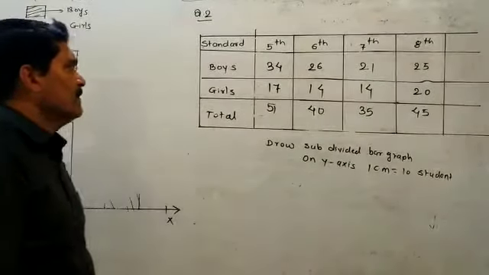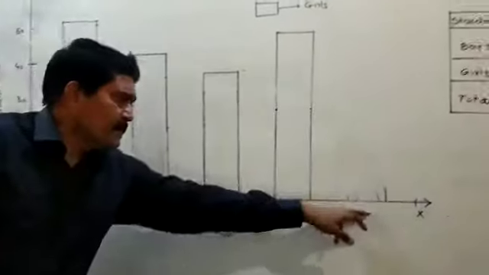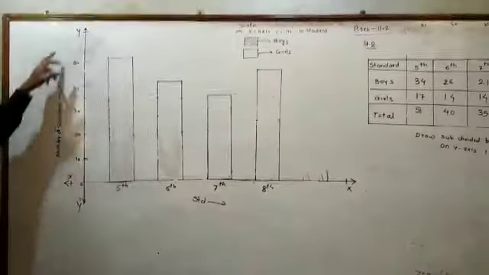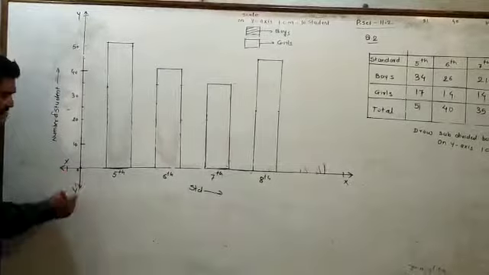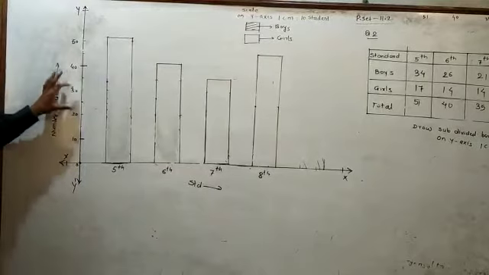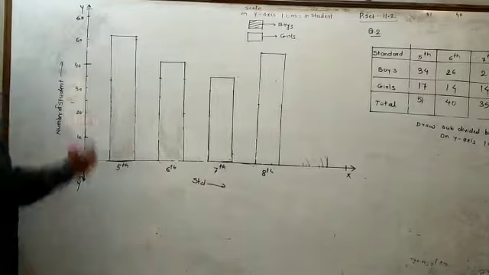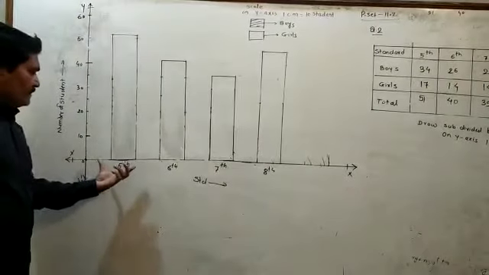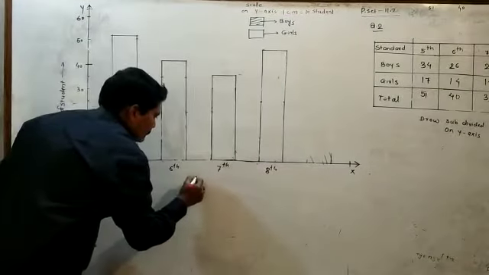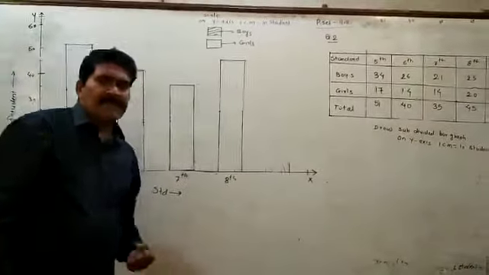Here, friends, you have to draw this x-axis, and this one is the y-axis. The point of intersection of both the axes is the origin. Here 1 centimeter is equal to 10 students: 10, 20, 30, 40, 50 and 60. On the x-axis, you have to take the standard. This one is the 5th standard, 6th standard, 7th standard and 8th standard.